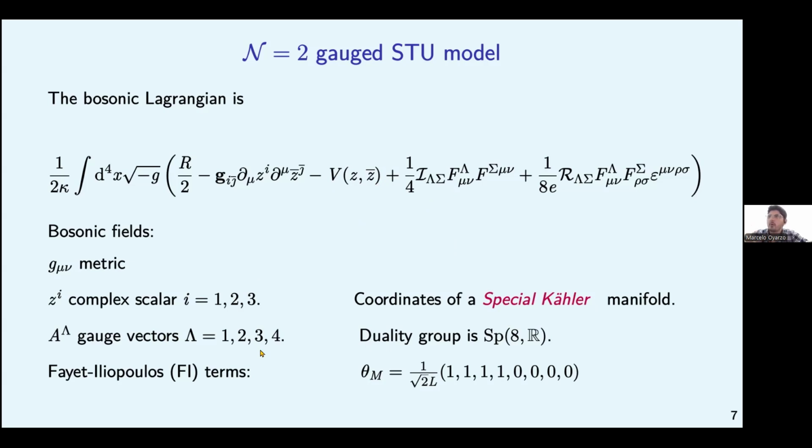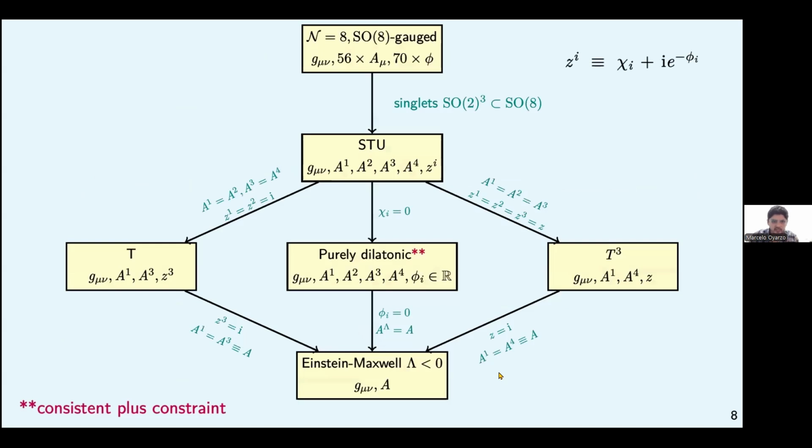Then the duality group will be SP8. And the gauging is done by Fayet-Iliopoulos terms. In this frame it is completely electric, and all the gauge couplings are equal. Okay, so this is the model that can be embedded in N=8, up to some subtleties that I will not enter into, because there is not a unique way to do it.